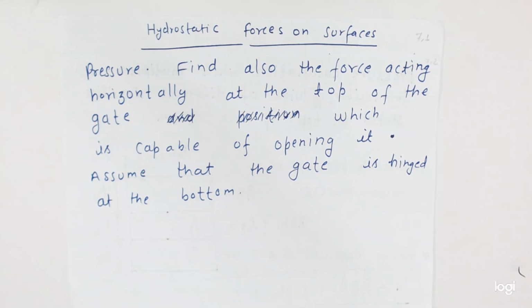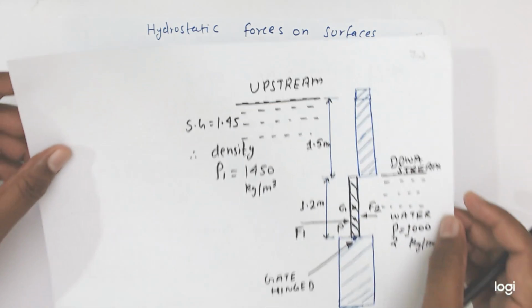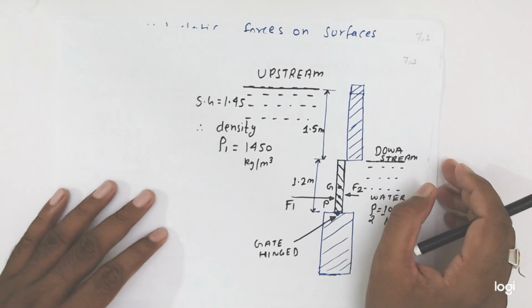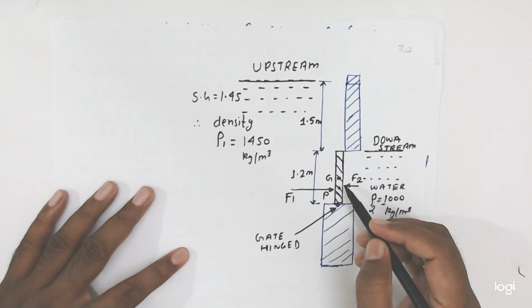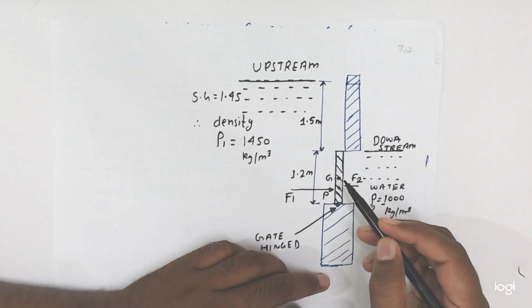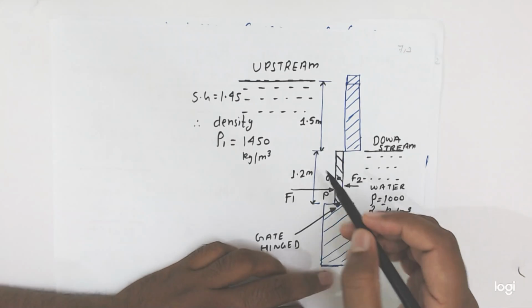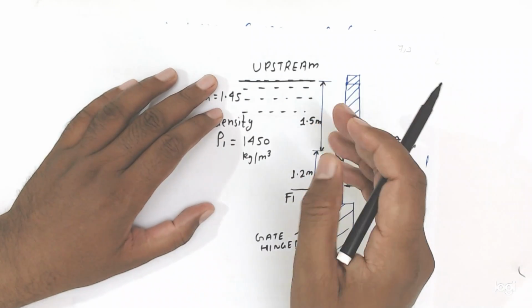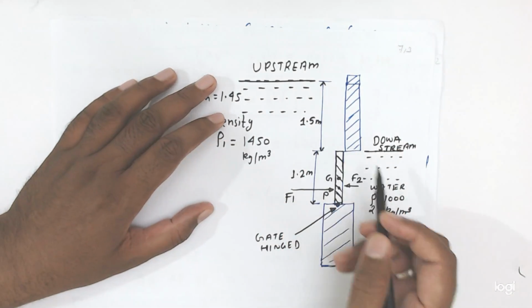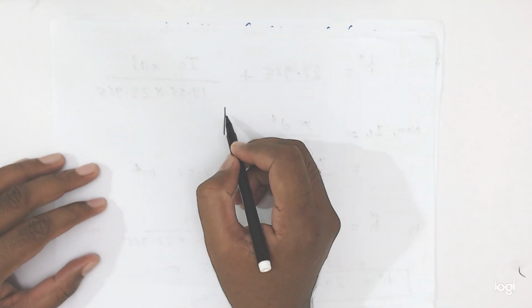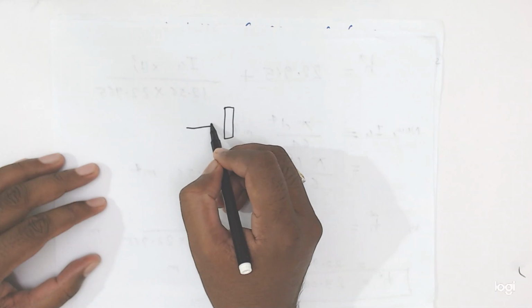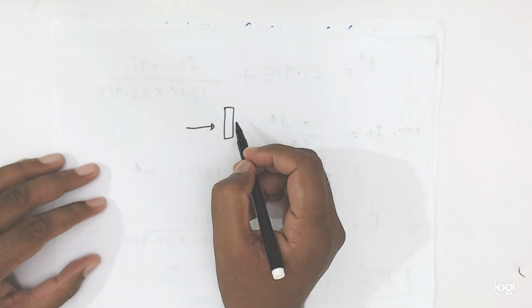Friends, this is the condition it has given. Here, this is the gate, opening gate, and this side is the upstream side. जिस डायरेक्शन से सपोज कीजिए फ्रेंड्स, this is the gate, this direction water can move.